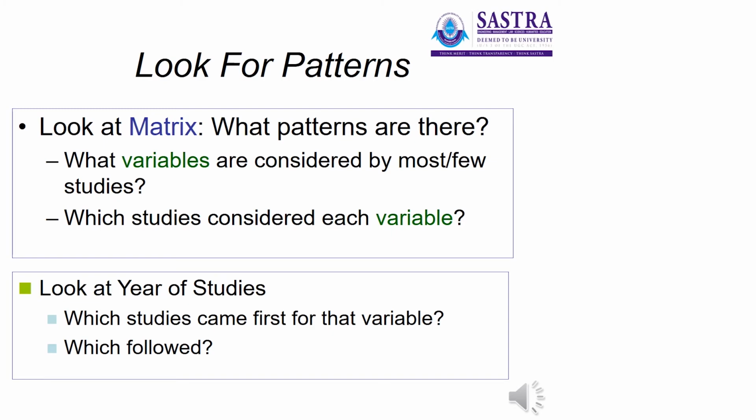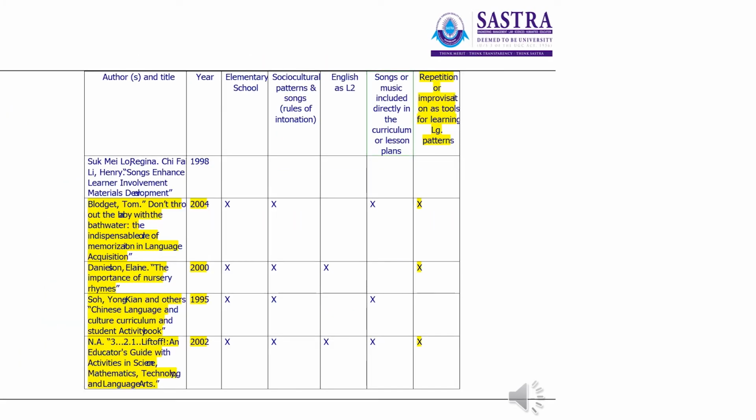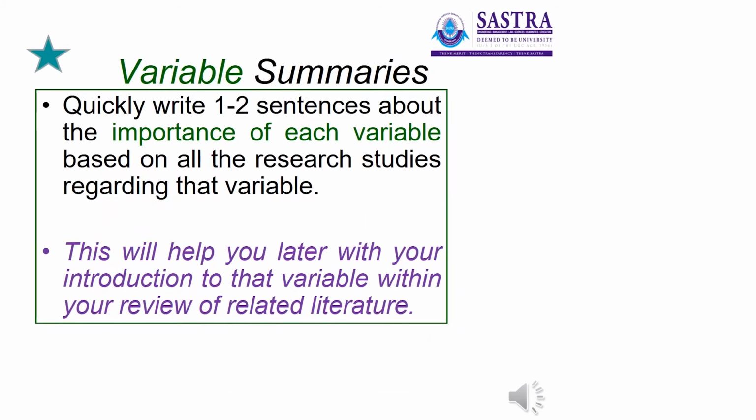Look at the year of studies. Which studies came first for that variable? In chronological order, based on the year, you can really locate which studies came first for that variable, followed by the next article and the next variable. So like that, we have highlighted that.